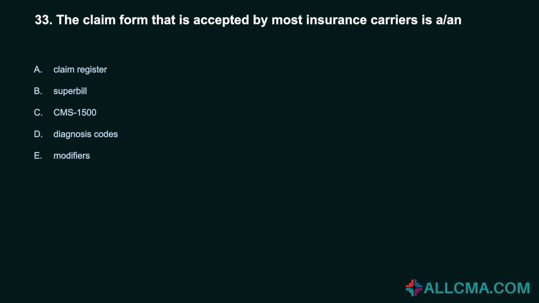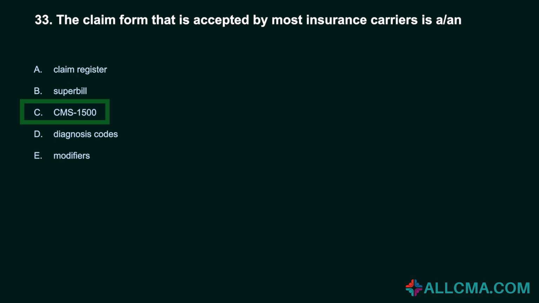33. The claim form that is accepted by most insurance carriers is a ___. A. Claim register. B. Superbill. C. CMS 1500. D. Diagnosis codes. E. Modifiers. Correct answer, C.